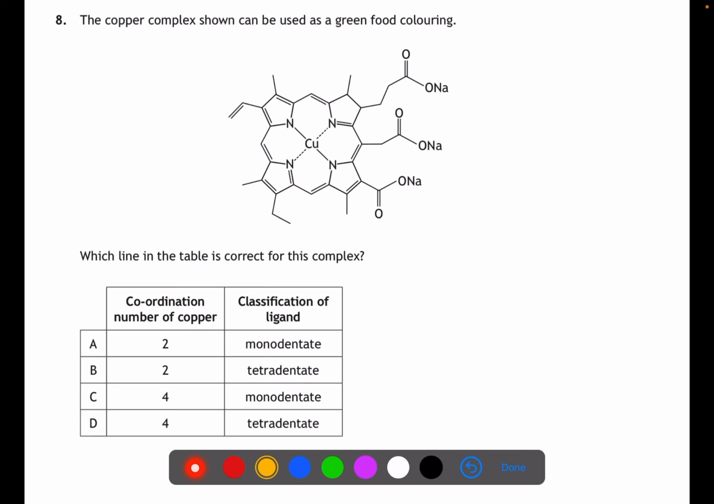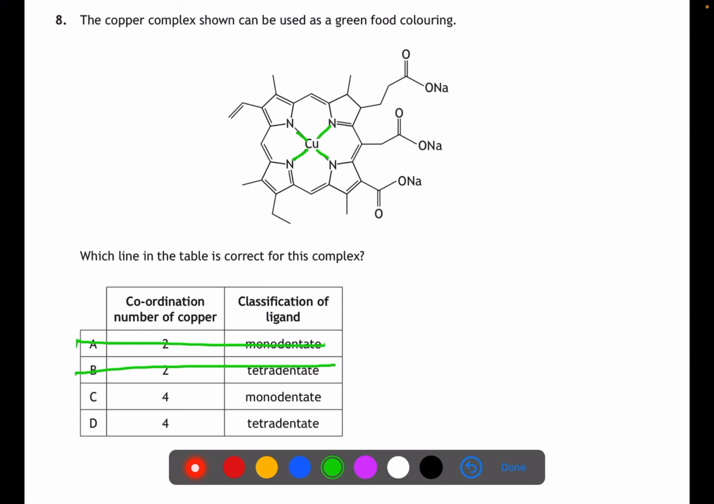Question 8. The copper complex shown can be used as a green food colouring. Which line in the table is correct for this complex? So here we're looking at the coordination number of the copper and the classification of the ligand. The coordination number of the copper is how many bonds are to the copper. So we have 1, 2, 3, 4. So the copper is forming 4 bonds, so we can ignore A and B.